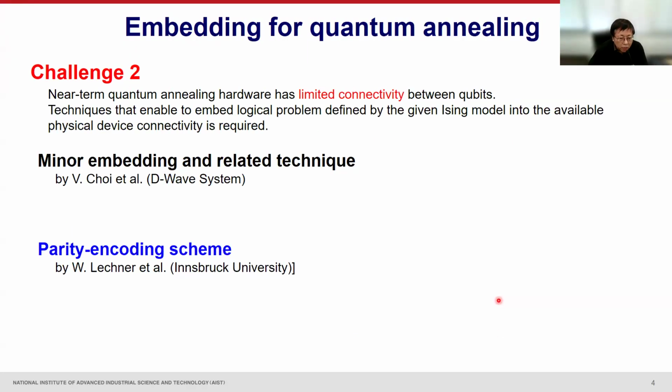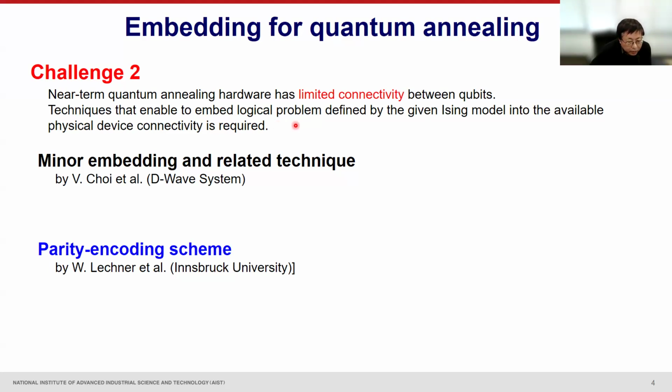The other technique we consider is embedding, for embedding logical information into physical information for quantum annealing. Here, the challenge is that since near-term quantum annealing hardware has limited connectivity between qubits, we require techniques that enable us to embed the logical problem into the available physical device connectivity.